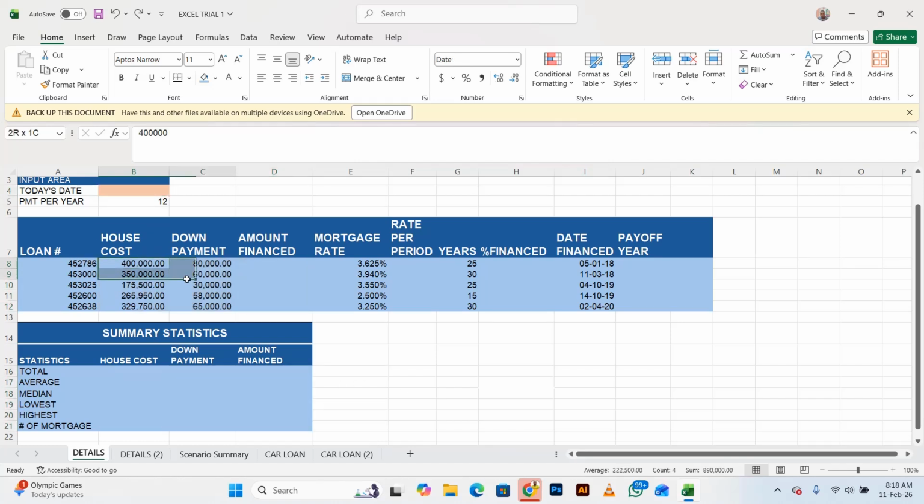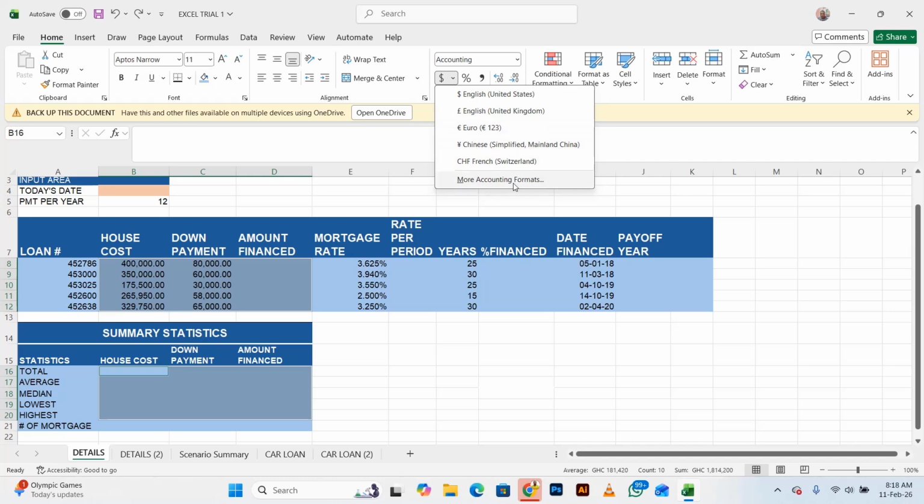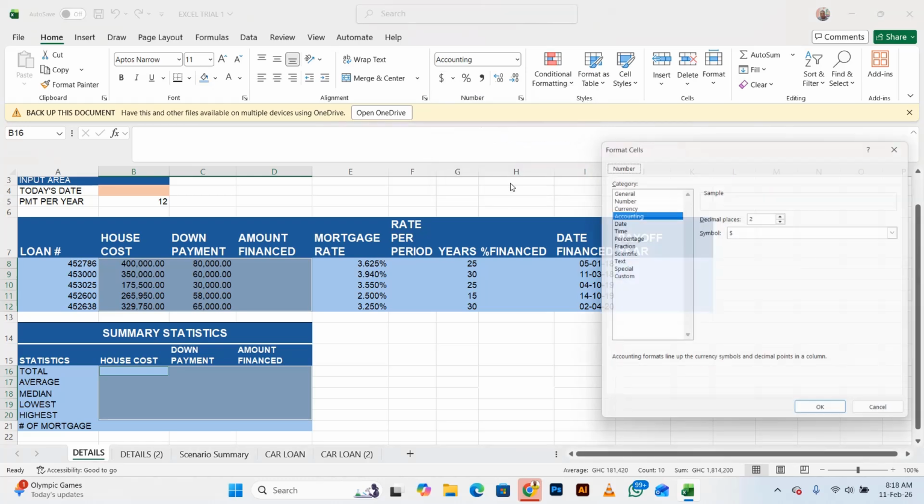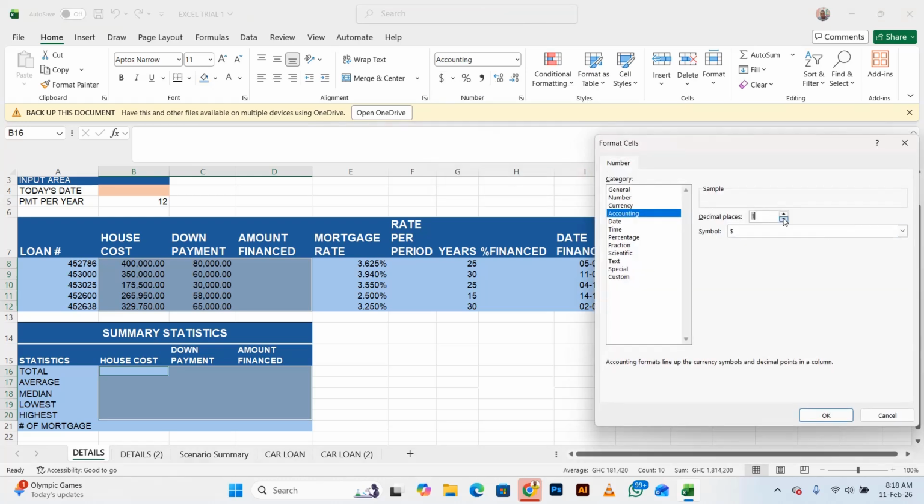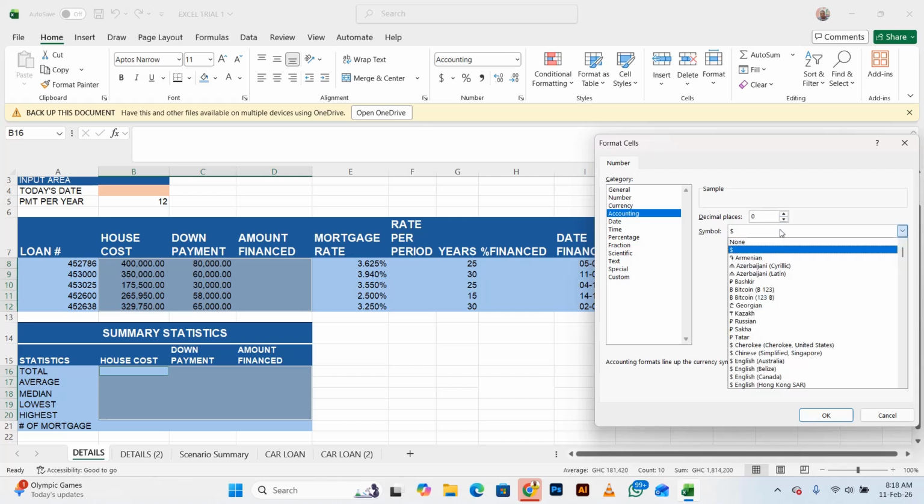So you first highlight this one, then you press the Control key, just keep on pressing, and you highlight up to here, because this one, the number is number. So all this portion too will be currency. And what you have to do is to come to the dollar sign here, drop down, and then More Accounting Formats. Ideally, I prefer that there will be no decimal place. And then you change this one.